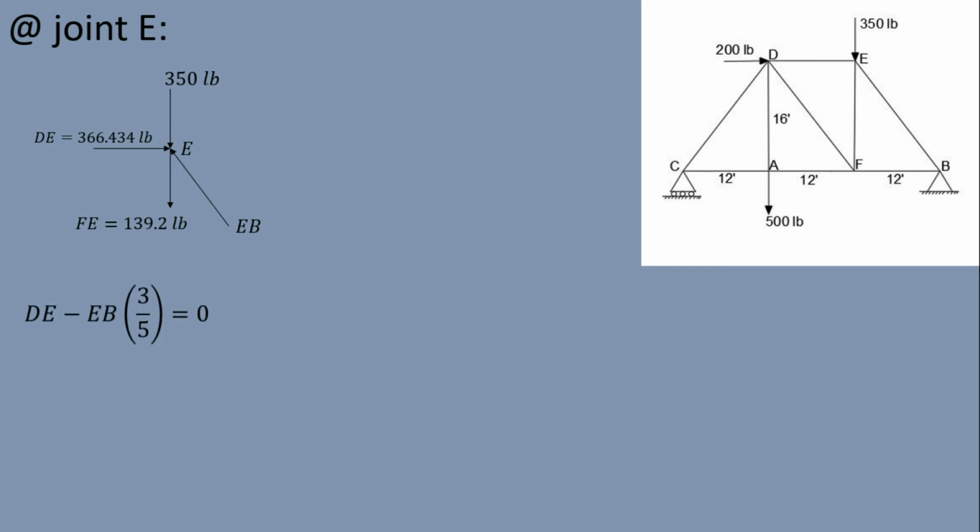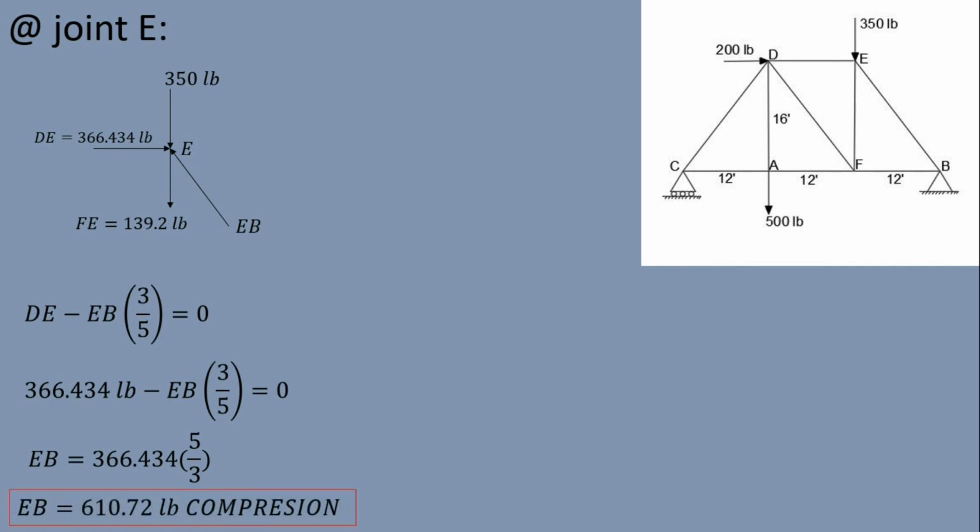So, DE ay along x-axis. So, ano ba yung may x-axis dyan? So, si EB lang. So, minus EB times 3 over 5 para x-axis, no? Is equal to 0. So, we'll get this 366.434. Meron tayong given na yan. Then, minus EB times 3 over 5 must be 0. So, we'll get EB is equal to 366.434 times 5 over 3. So, EB is 610.72 pound na compression.